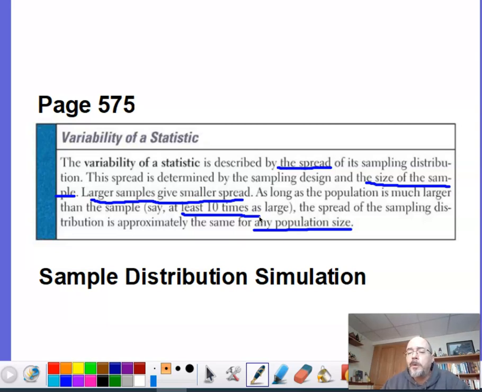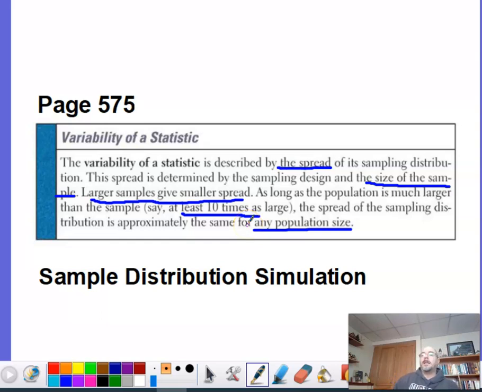So, for example, if we were going to take samples from our student body, which is about 900 students, we would not want samples of 100, because 100 times 10 is 1,000. We don't have 1,000 students. That would be a sample size that's too large, all right?